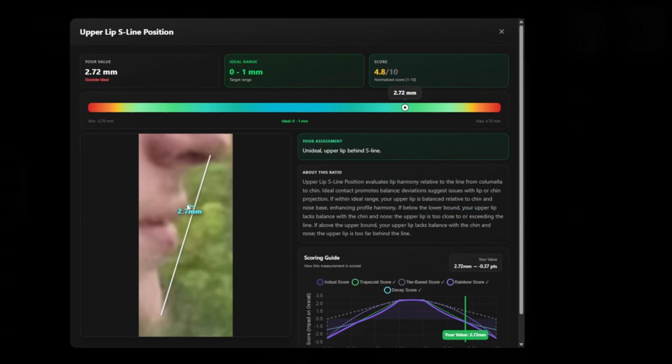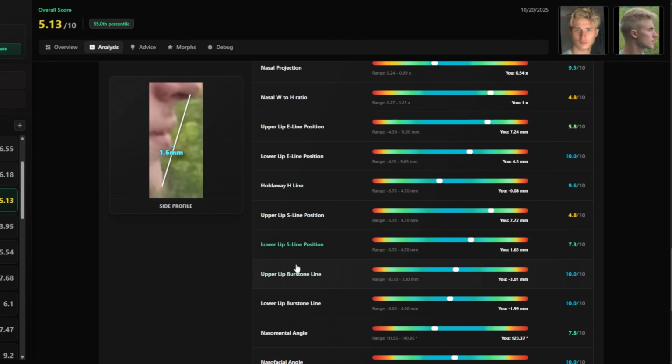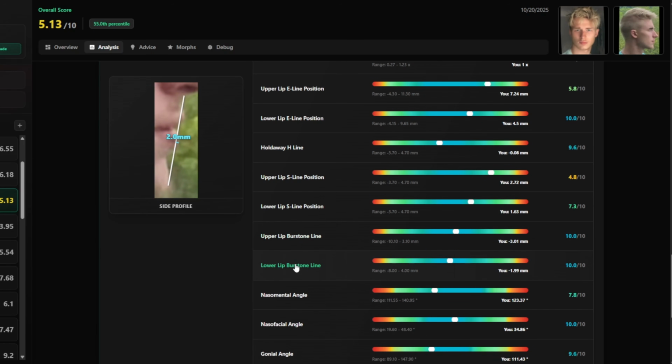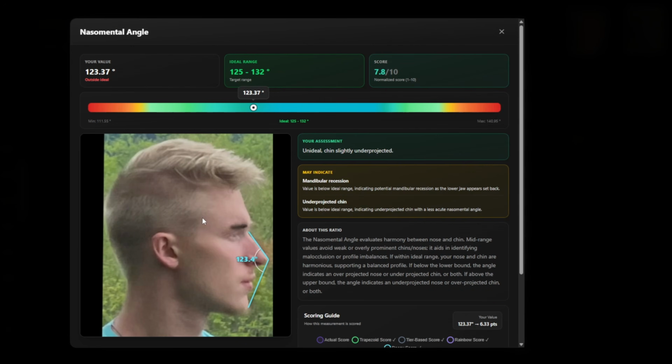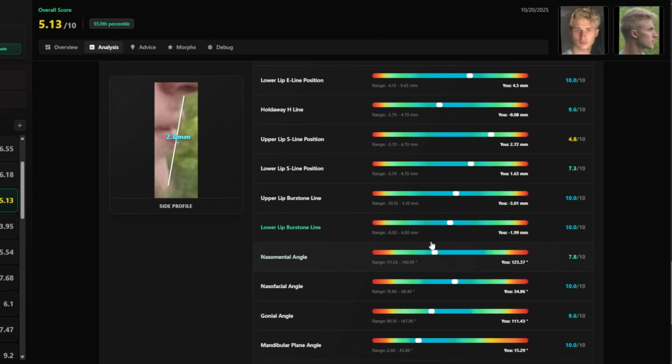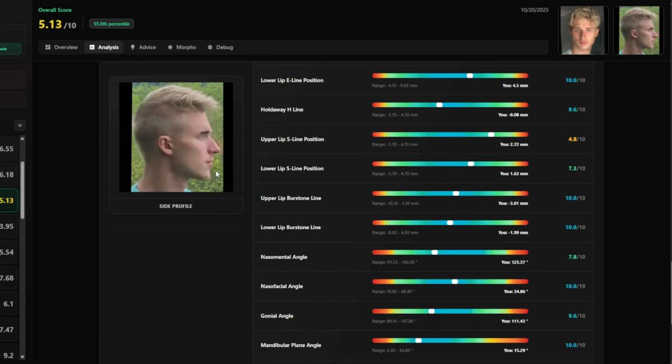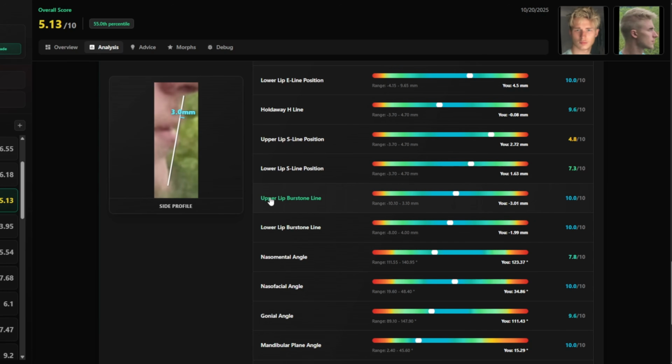All right, so upper lip S line, pretty good as well. A little bit outside ideal range. There's a bit of distance here, but still pretty good. And Burstone line looks ideal here. A little bit of protrusion past the line. Nasomental angle is a bit outside of the ideal range. Again, this indicates the same thing as his convexities, which is a bit under-projected of a mandible, since if his chin was projected literally right here, the angle would be ideal, 125 degrees, it'd be more obtuse. So yeah, we can pretty safely say he has a minor to moderate mandibular recession.